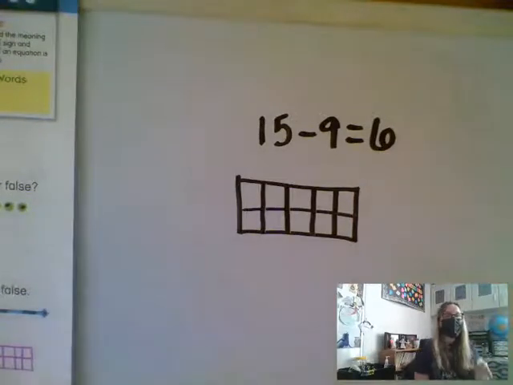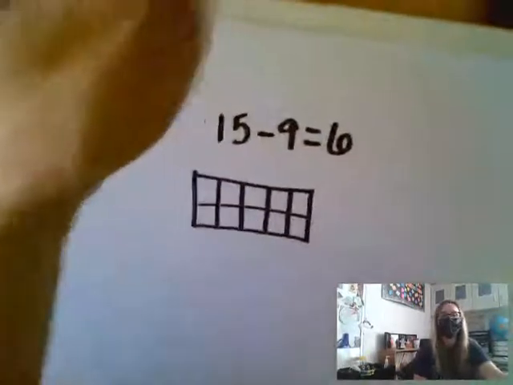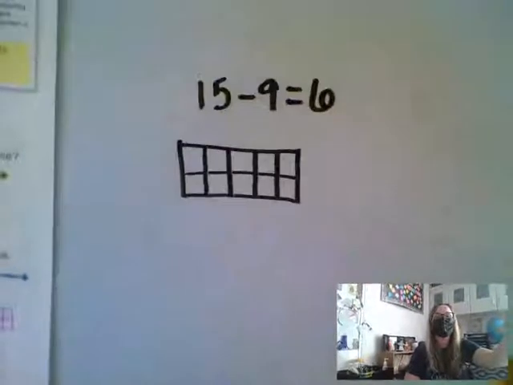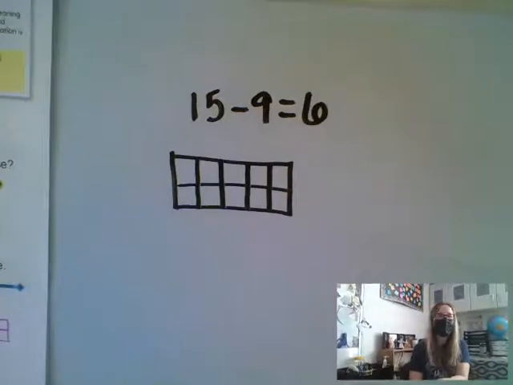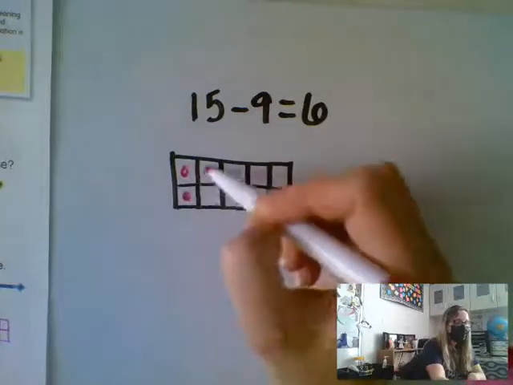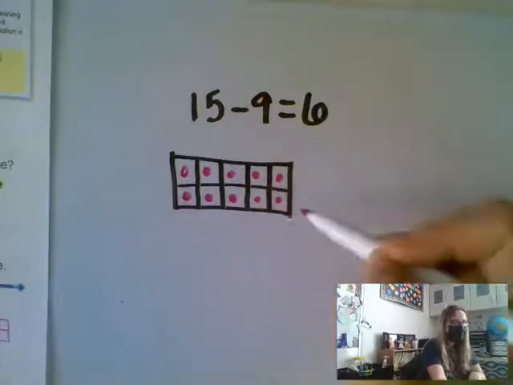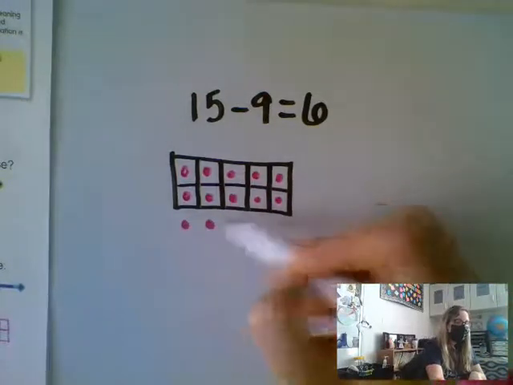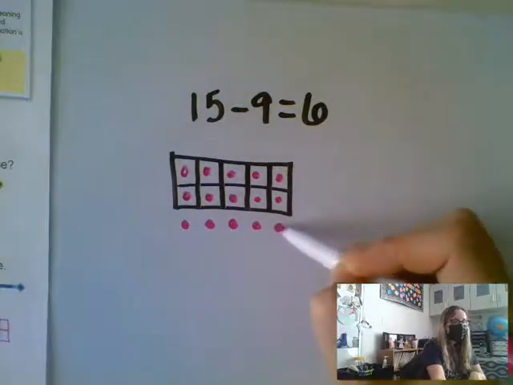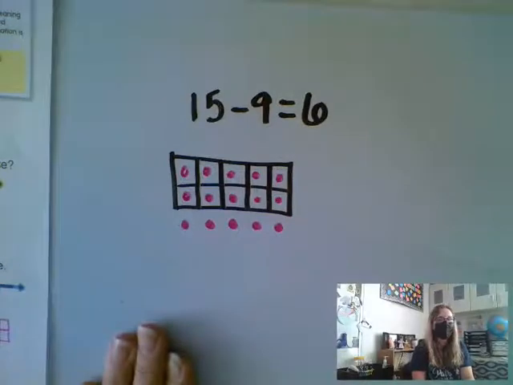Now, we need to decide if that is true. 15 take away 9, does it equal 6? So let's start by drawing 15, and then we'll take away 9 and see what we have left. So for 15, I'm going to fill up my 10 frame. I know when a 10 frame is full, it's 10. So there's 10, 11, 12, 13, 14, 15. So I have 15 circles on my board.